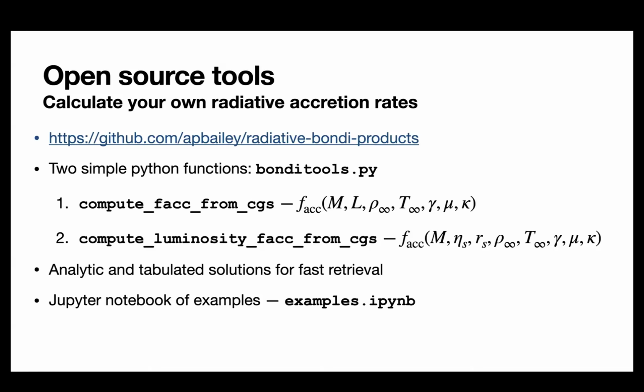You can then multiply whatever accretion rate you already have by this accretion factor and get an appropriate radiative Bondi rate. It will also compute the luminosity for you if you use this other function. But in particular, this is a set of analytic and tabulated solutions for fast retrieval and incorporation into existing models. We also include some nice examples and walkthroughs about how to use these particular functions.